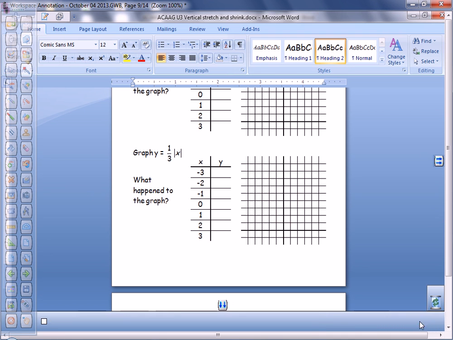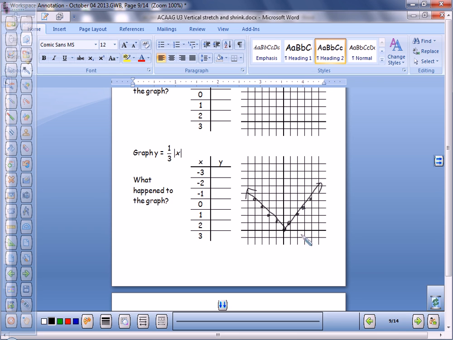Okay, and let's look at the next one. This one's 1/3. So it's going to take that parent graph, all these y values, and multiply them by 1/3. So here's my regular absolute value. It's the V. And once again, I will give you the parent graph. This is not something you have to create. I will give this to you.